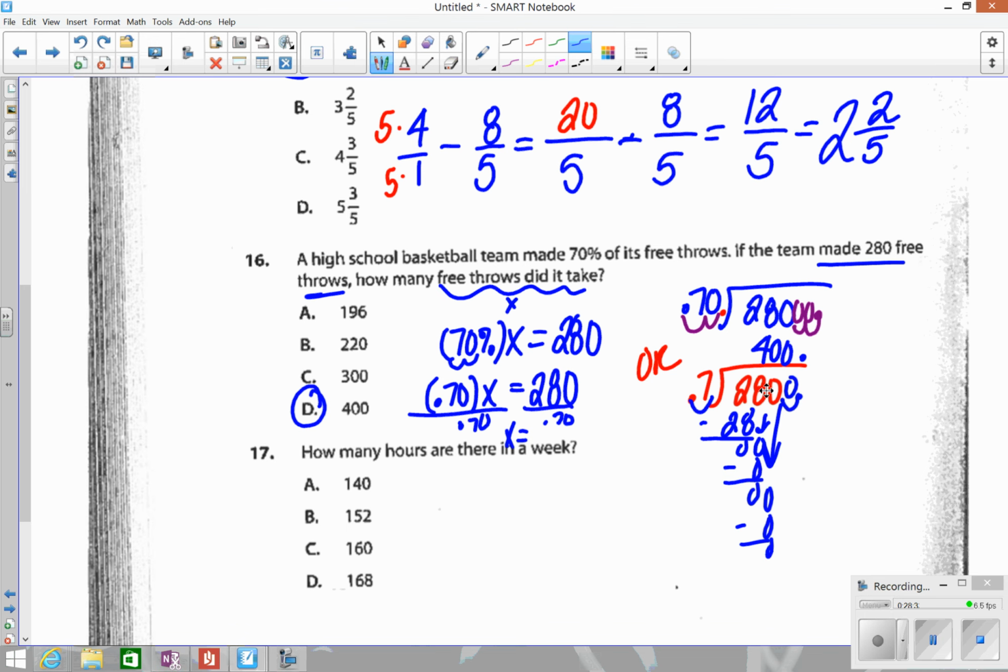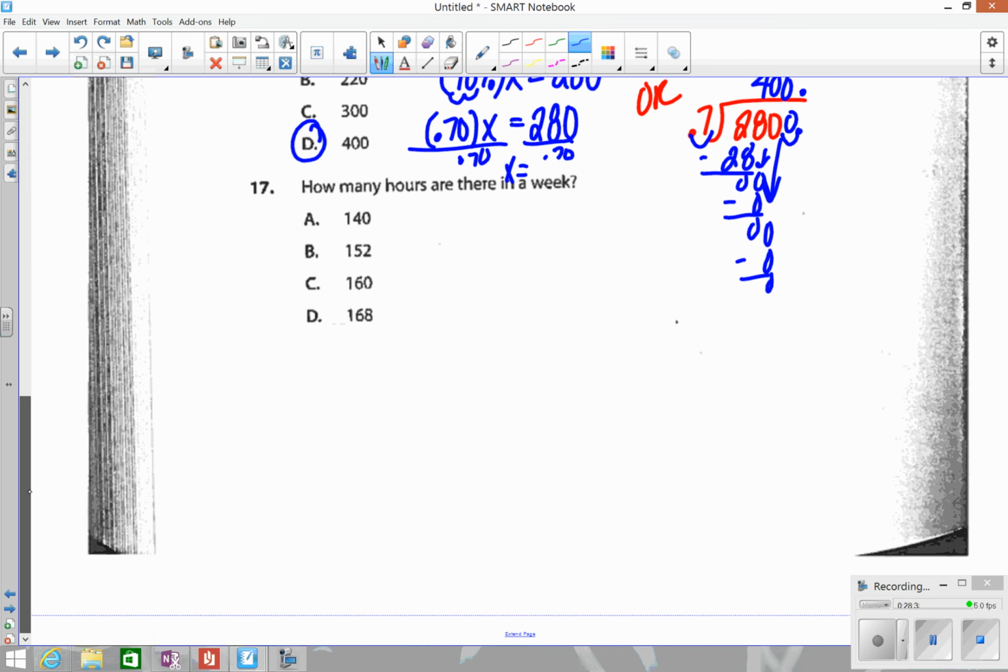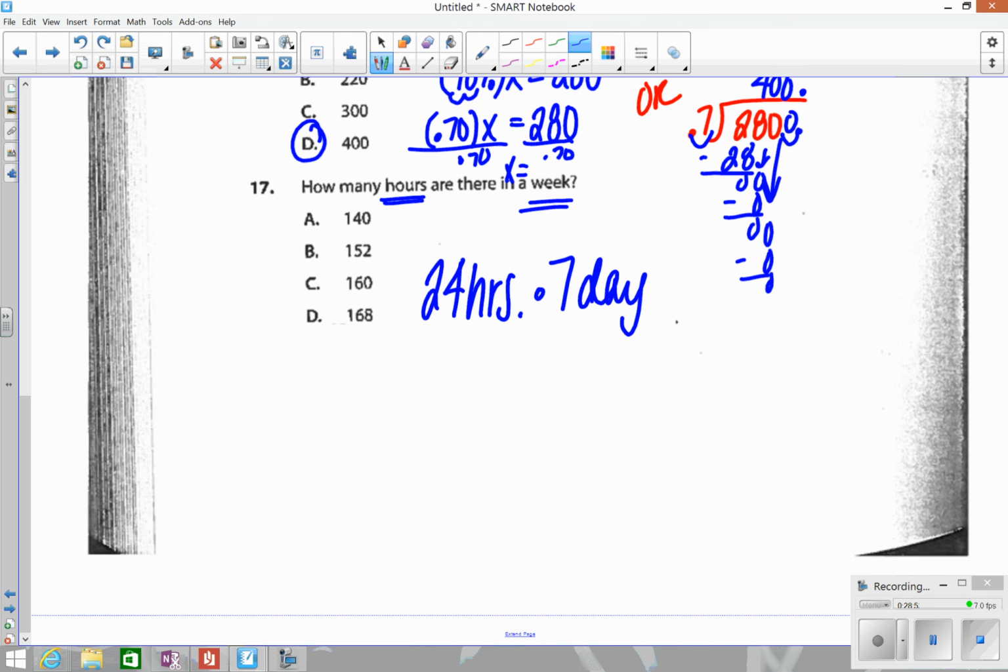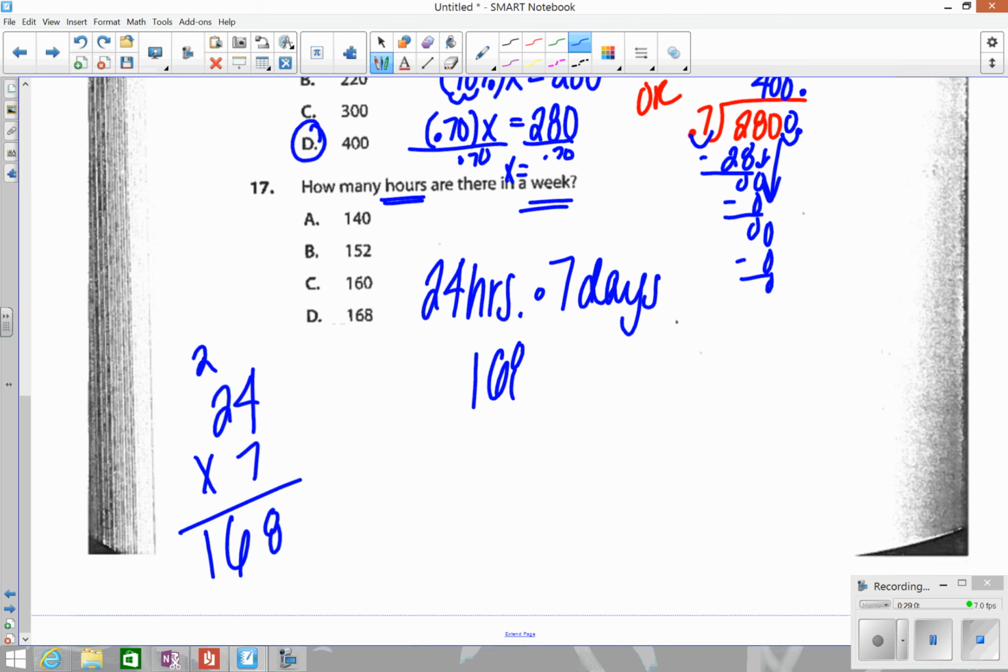It's just bigger numbers. So then the next and last one here is how many hours are there in a week? So this is again kind of like a units thing. So the number of hours in a week. So there's 24 hours in one day times 7 days per week. So you just have to multiply those. 24 times 7. So 7 times 4 is 28. 7 times 2 is 14. 15, 16. So 168 hours.